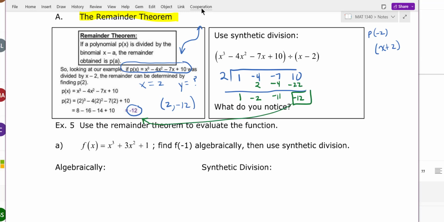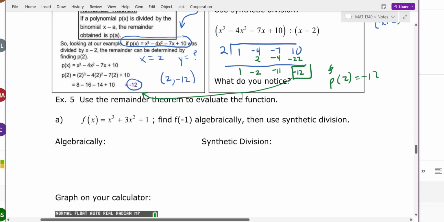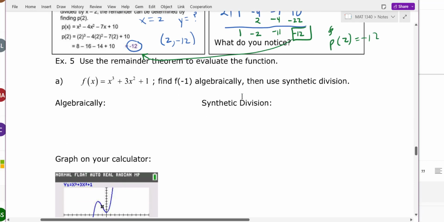So what you get is, if you do synthetic division, you get what that function value is. So that literally tells you that p of 2 is equal to negative 12. So what we're going to do on the remainder theorem is use that to determine function values. Okay, and ultimately this will lead up to being able to find zeros of polynomials.